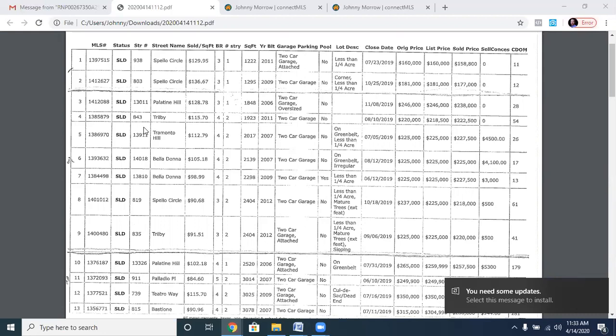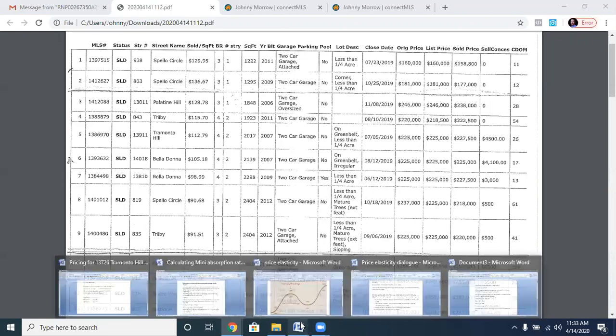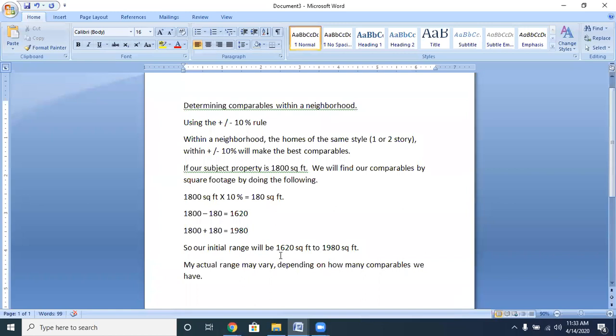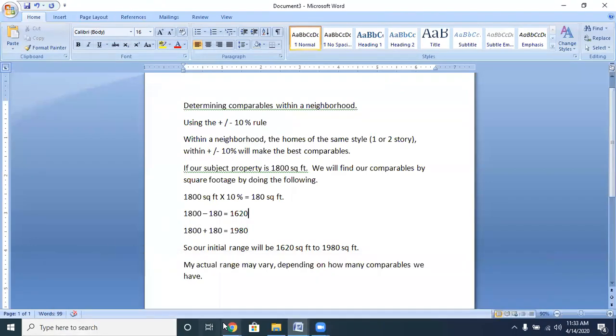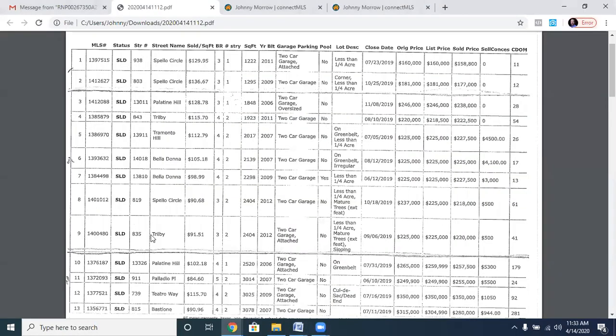All right. So now, based on our numbers here, do y'all have any questions about this report before I get into the numbers again? So based on our numbers, our range was 1620 to 1980. So if I use that as the number, then 1620 is the low end. That means this one here on Palatine Hill is going to be towards the low end. The high end was up to 1980.